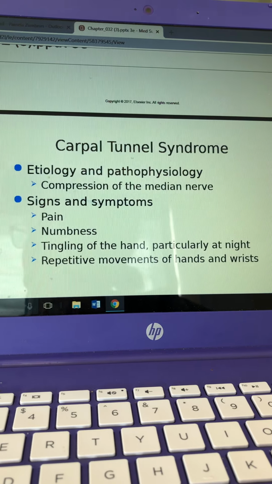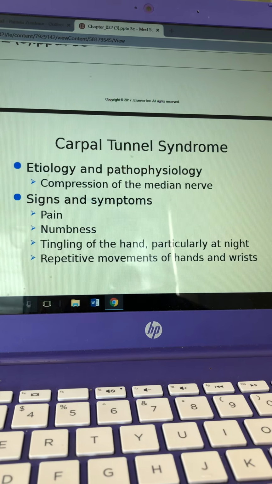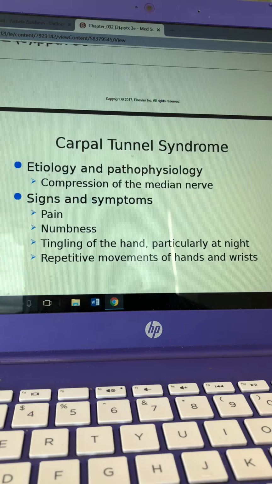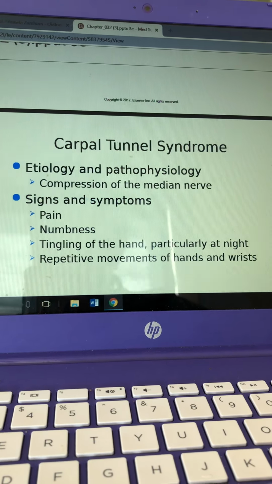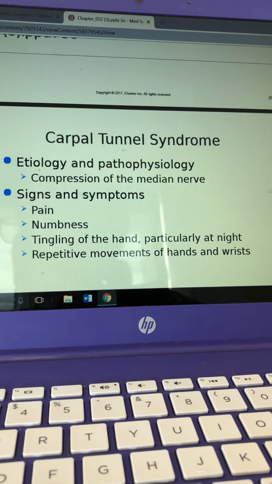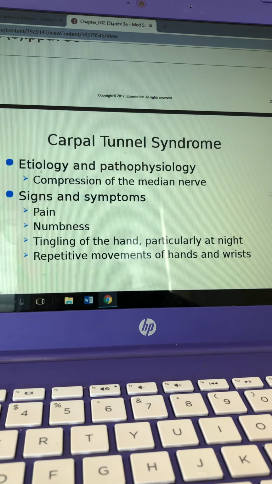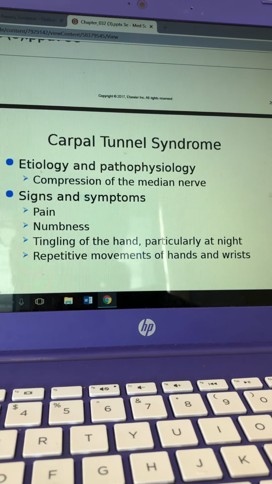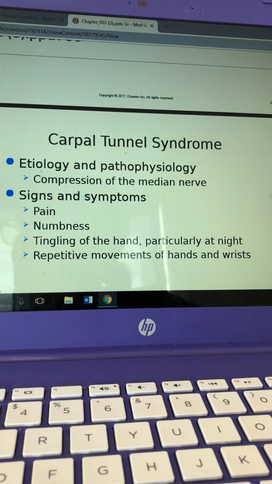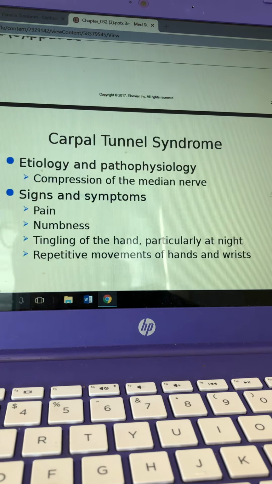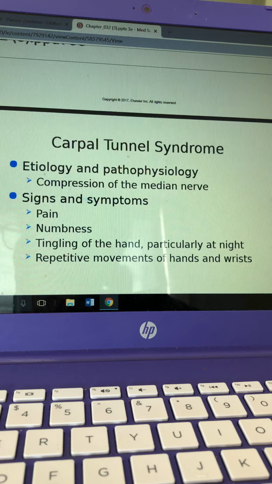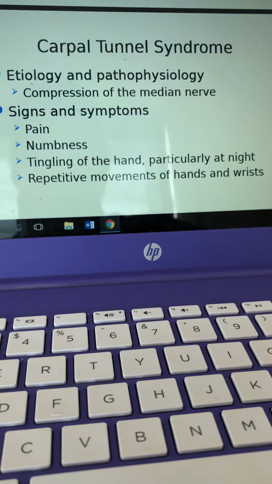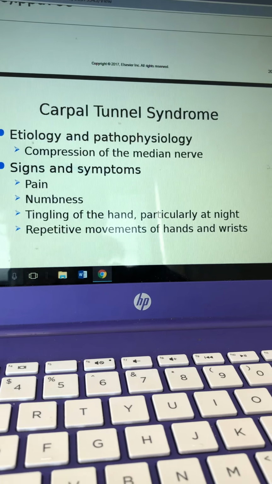For treatments for this, a splint could be applied. Anti-inflammatory medication taken. Treatment also can be just resting the area, changing the angle of the wrist during repetitive movements. And if this doesn't work, surgery sometimes is necessary, and neurovascular checks need to be done after this surgery. Also, checking for warm fingertips.